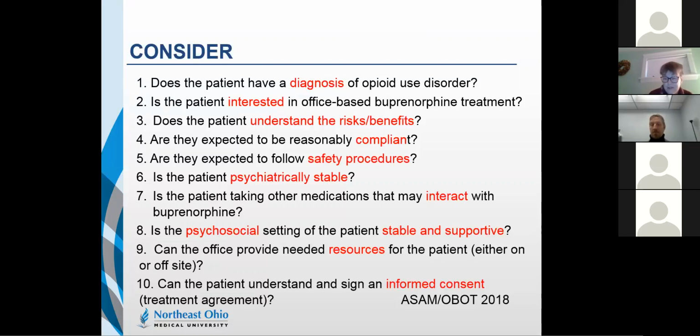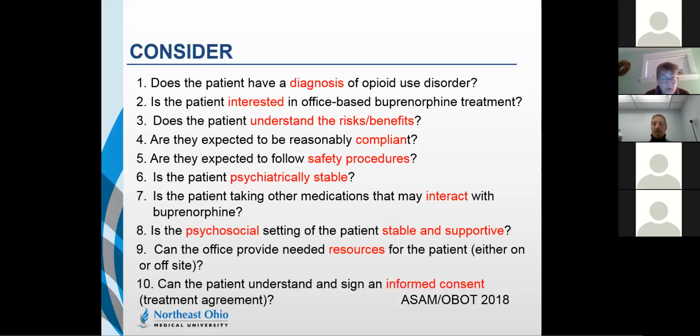Do they have a stable and supportive psychosocial setting? Well, we can consider these things, but you're already likely thinking about patients that you have in your practice and thinking, every patient does not meet all of these requirements or all of this kind of wish list when they come into treatment.